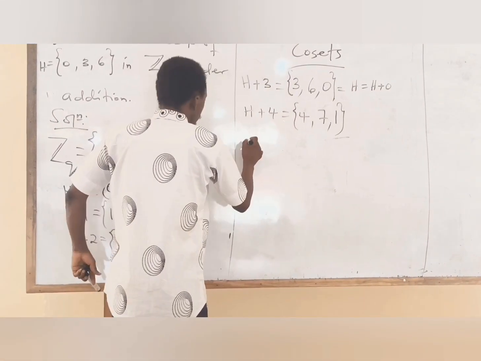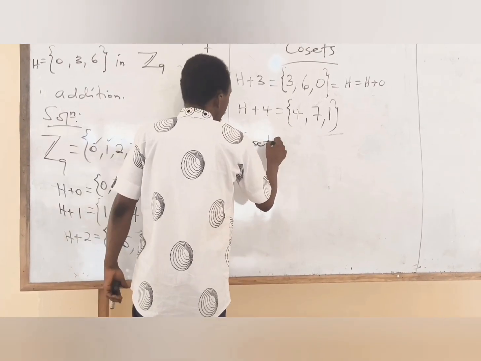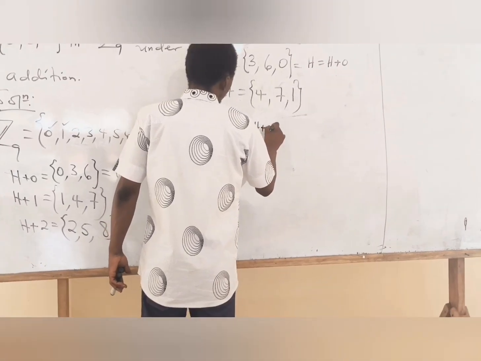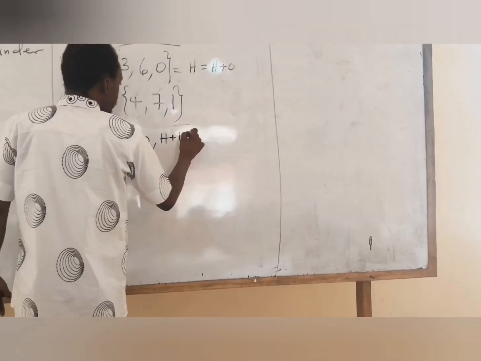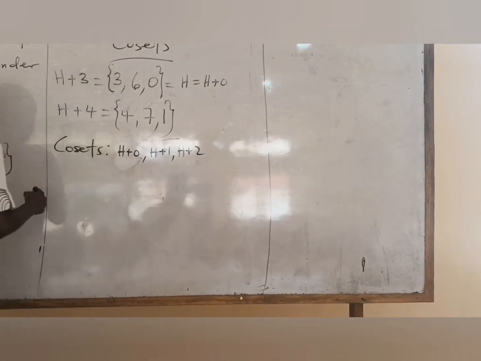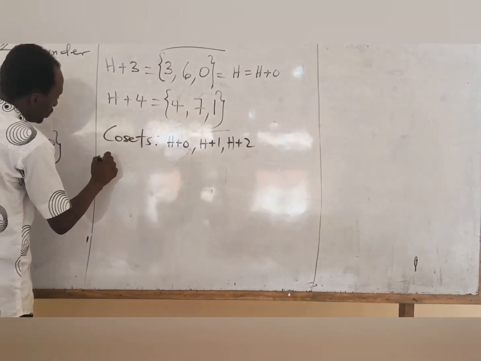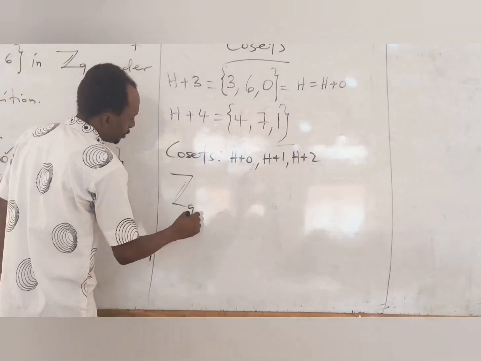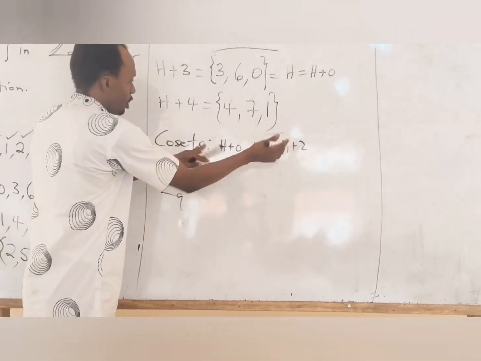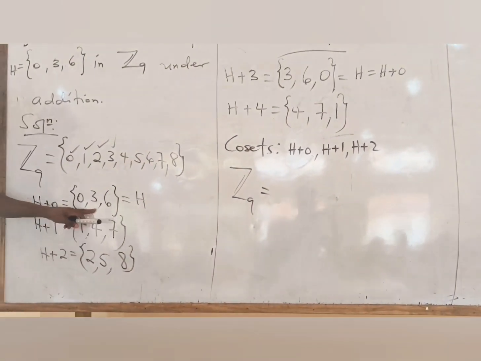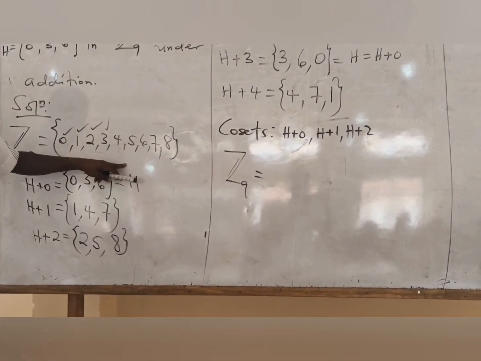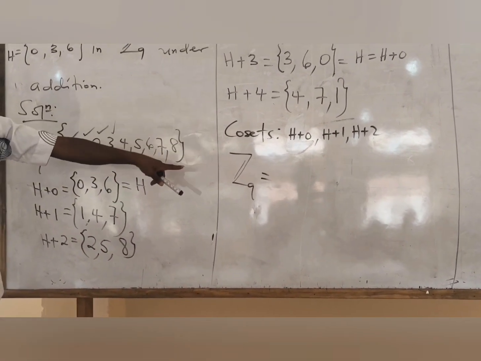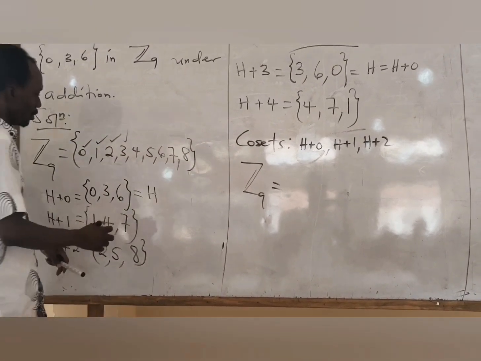So let's see if we stop there and see our cosets. Our H plus 0, H plus 1, H plus 2. Let's write there H, and see whether they can form Z9. Let's put them together, let's unionize them, and see whether they will form this group. If they don't, that means we don't have to stop. We have to continue. So Z9.